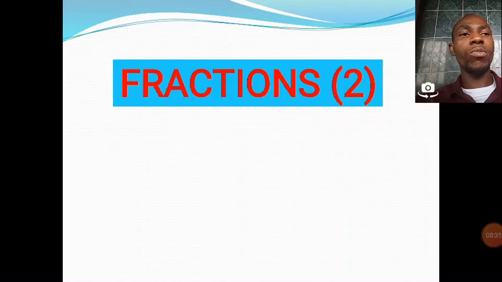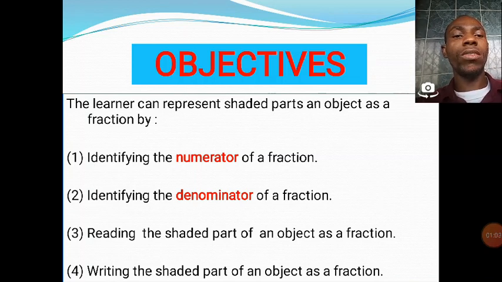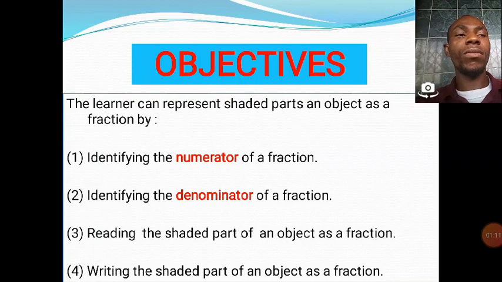Good. Now, what are we supposed to achieve at the end of this lesson? At the end of the lesson, you can represent shaded parts of an object as a fraction by: 1. Identifying the numerator of a fraction. 2. Identifying the denominator of a fraction. 3. Reading the shaded part of an object as a fraction. And 4. Writing the shaded part of an object as a fraction. Now get ready for the lesson.